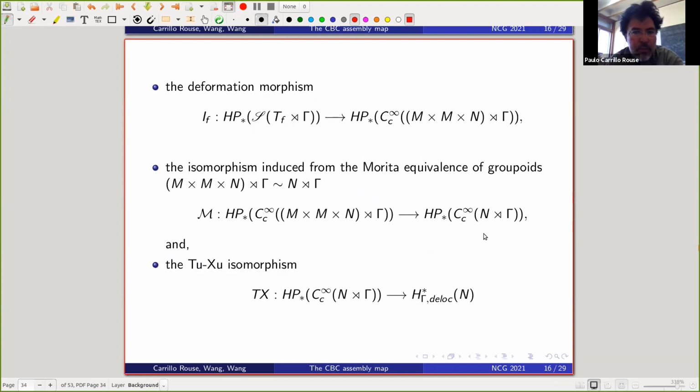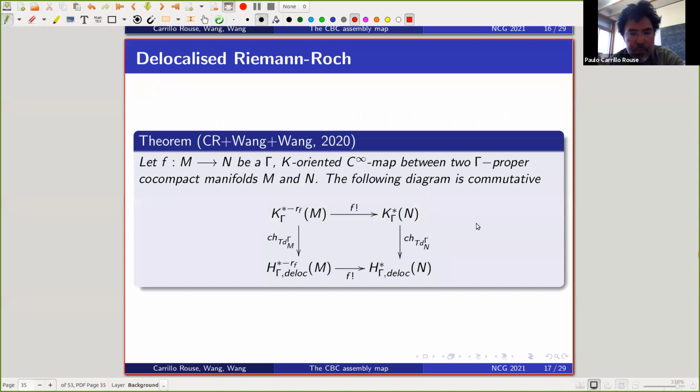Okay, so then, well, you can come back to the cohomology of forms by some Tu-Xu isomorphism. So you have a push forward, and one of the first things we could show with this map is that it's compatible with the K-theory up to some Todd classes. So this is some delocalized Riemann-Roch theorem.